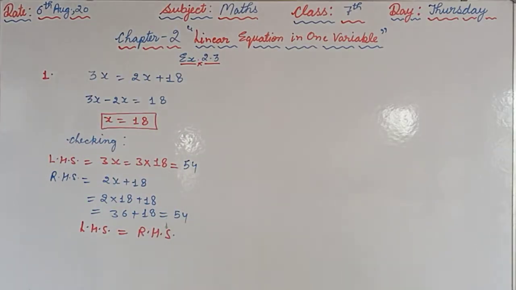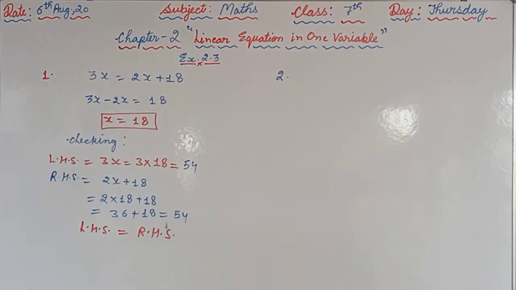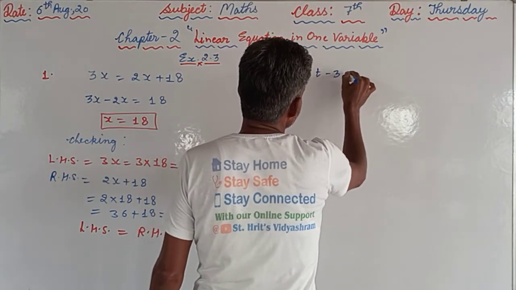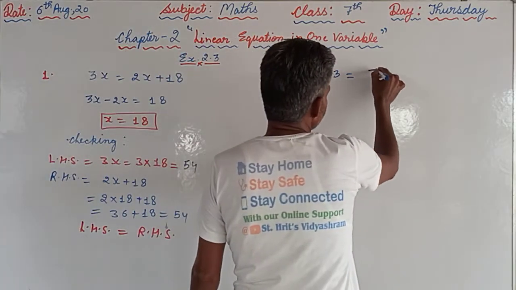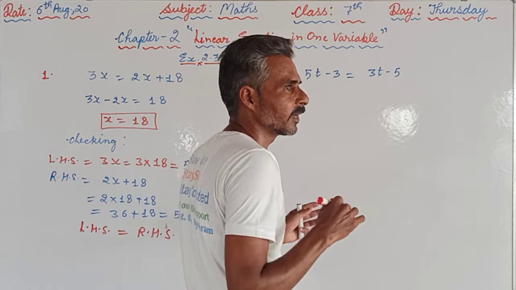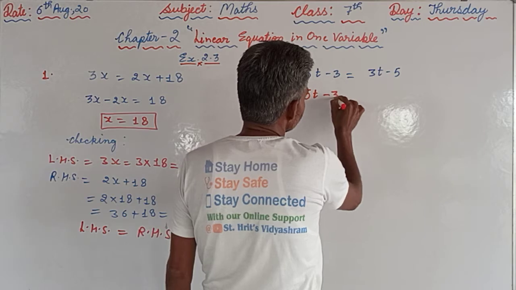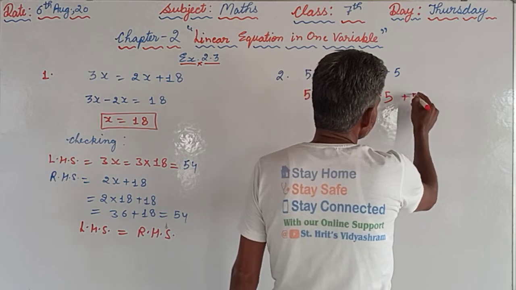At the same time, we will take one more question, that is question number 2. What is question number 2? That is 5t minus 3 equals 3t minus 5. We will use the transposition method. We will collect the variables and the constants on different sides. So 5t minus 3t equals minus 5, and minus 3 will become plus 3 on this side.